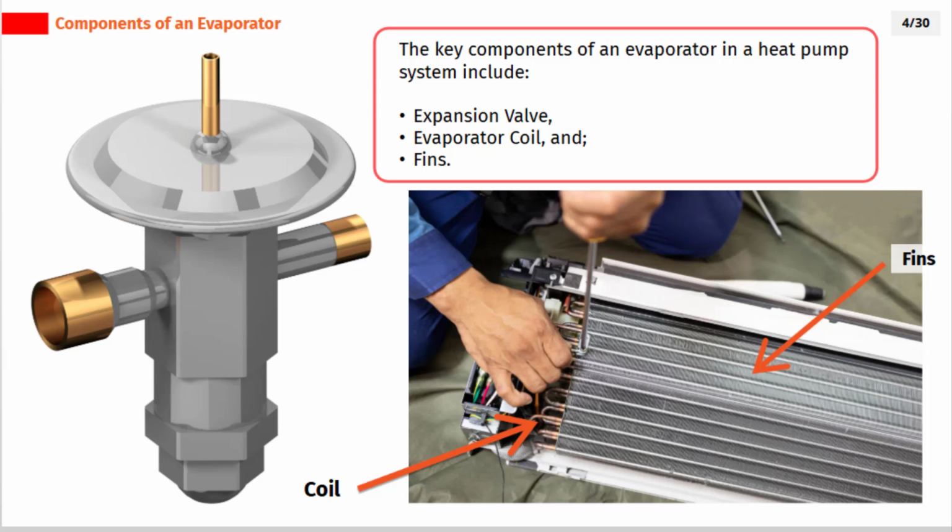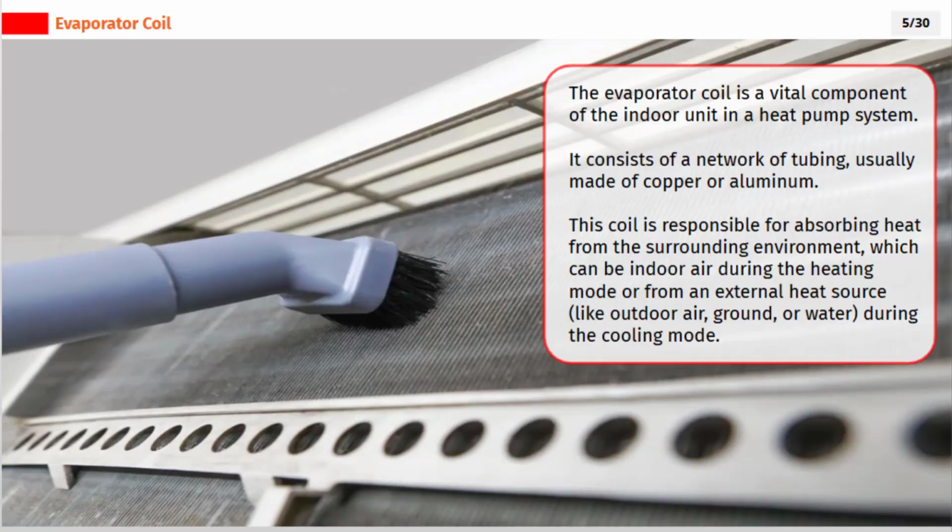The key components of an evaporator in a heat pump system include expansion valve, evaporator coil, and fins. The evaporator coil is a vital component of the indoor unit in a heat pump system. It consists of a network of tubing, usually made of copper or aluminum. This coil is responsible for absorbing heat from the surrounding environment, which can be indoor air during the heating mode or from an external heat source, like outdoor air, ground, or water, during the cooling mode.